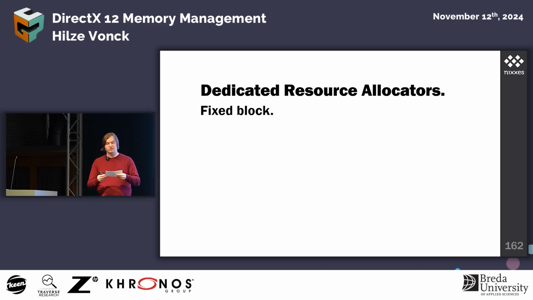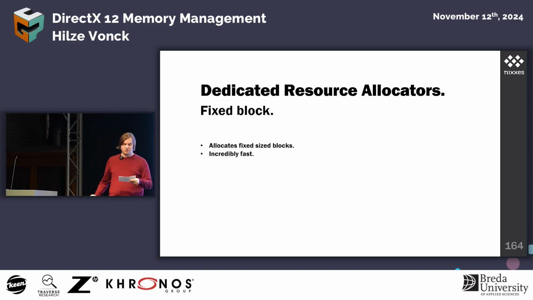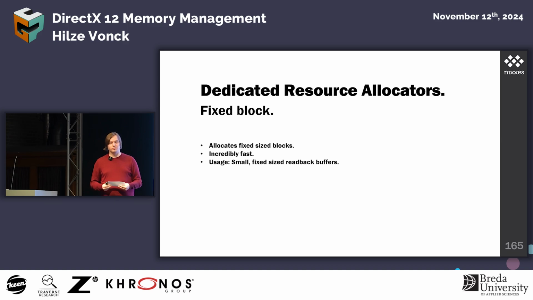The first one is the most trivial of them all, which is a fixed block allocator. It only allows you to allocate fixed-size blocks. It's incredibly fast because of that, and we used it in the past for readback buffers, which are very small and of a fixed size.